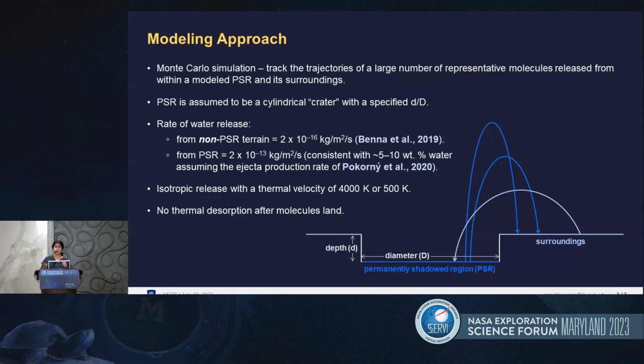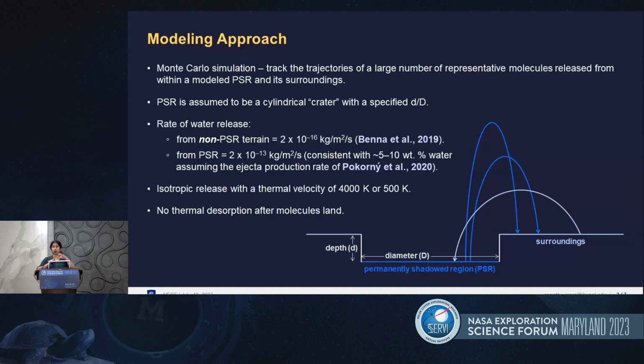And so for the purposes of this work, we assume that a PSR is a cylindrical depression with a specified depth and diameter. We assume a certain rate of release of water from non-PSR terrain. So this could be a subsurface reservoir that's probed by micrometeoroid impacts, and we assume a value of the rate of release of water based on LADEE measurements. In the PSR itself, we assume that water is closer to the surface and it's present in higher amounts. And so we assume that the rate of release of water from the PSR is 1,000 times greater. And if you do the math, that's consistent with assuming a few weight percent of water.